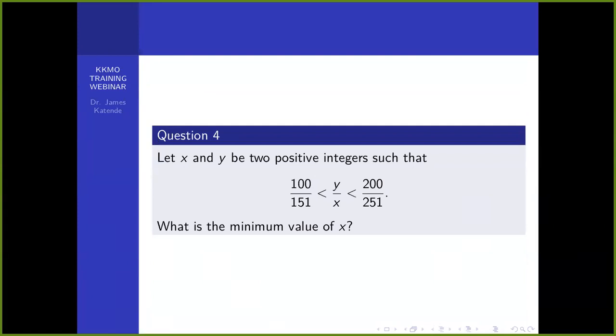So there's one last question here, which says, let x and y be 2 positive integers which satisfy this inequality. What is the minimum value of x?